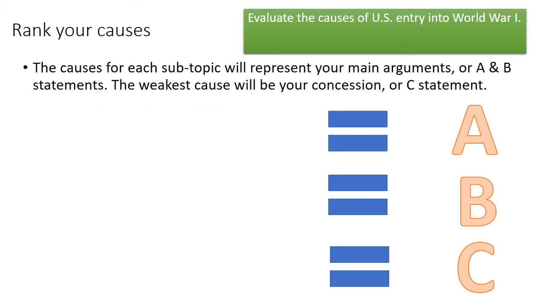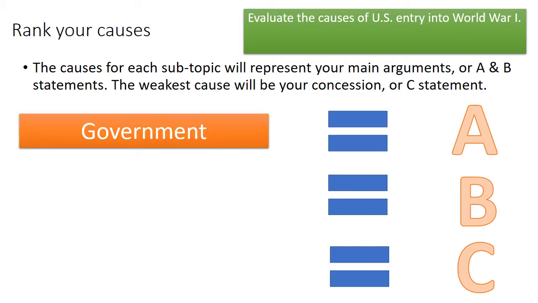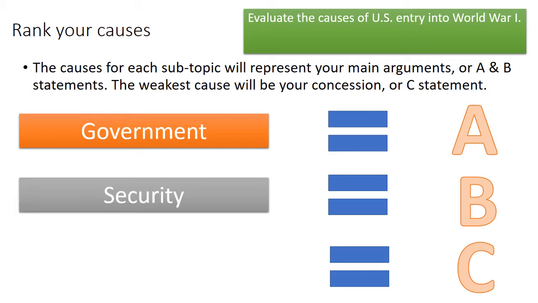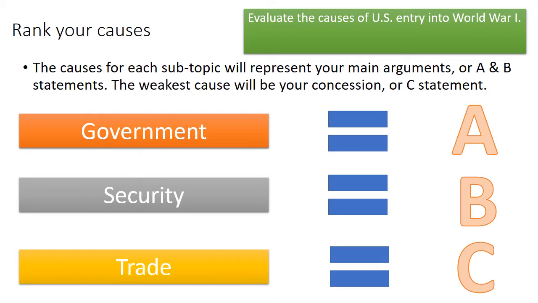Okay, so now you're going to rank your causes by strength. So hopefully you've gone through and figured out your causes of World War I. And so A, B, and C are going to be your three different causes. Your strongest one is going to be government, so you're going to use that category of documents to write your A paragraph. Your B is going to be security. You're going to use that as your second strongest. And your weakest, or C, is going to be trade.